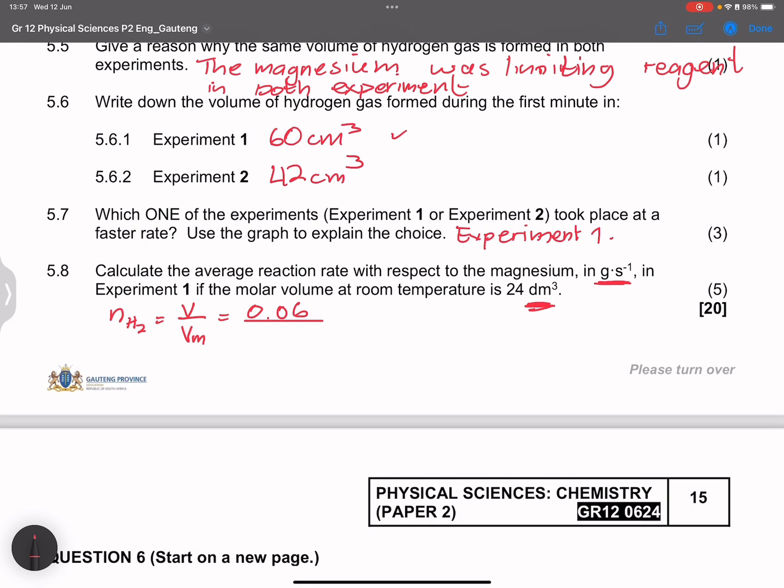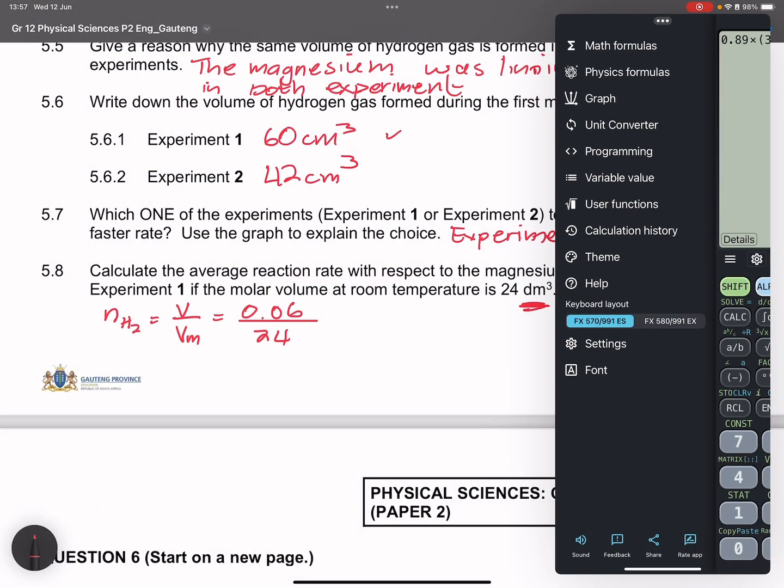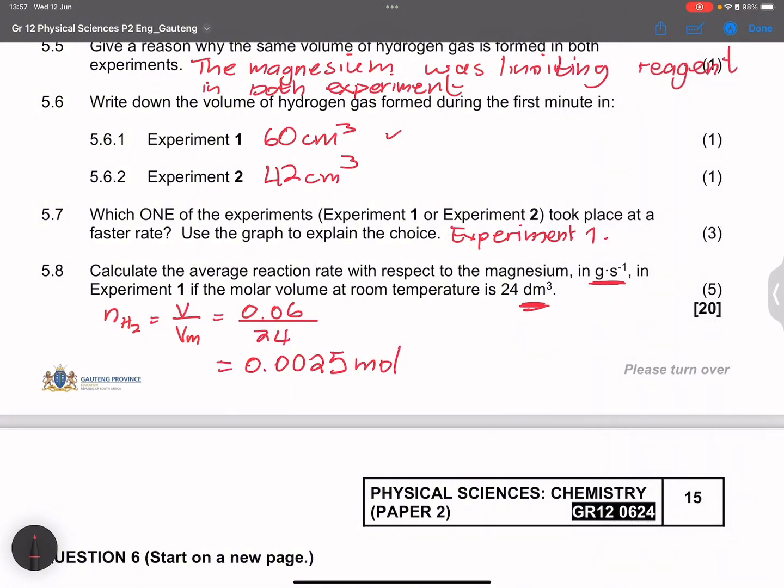And now I'm going to divide that by 24. So let's find that out. I'm going to have 0.06 divided by 24. So I get 0.0025. That's moles in this case. So that's the number of moles of hydrogen. But I'm looking for the mass of hydrogen. Sorry, not the mass of hydrogen, but the mass of magnesium that I would have used.